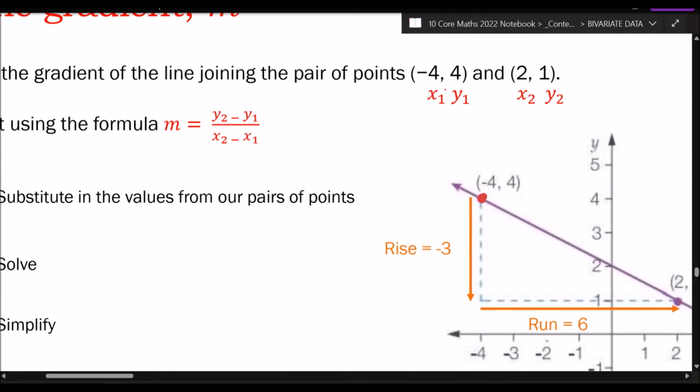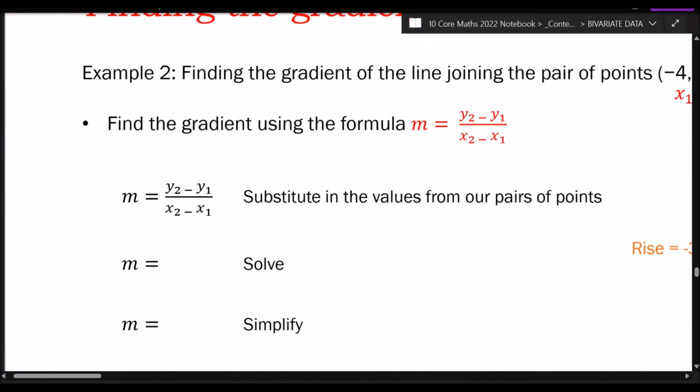Cool. Now, you've probably seen this formula before, but you're going to be referring to it a lot. So I would recommend that you maybe circle it or highlight it. This is the gradient formula. You're going to be using it often. You'll be using it to find any sort of gradient with any gradient question.